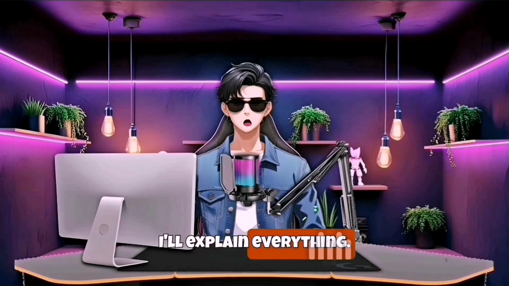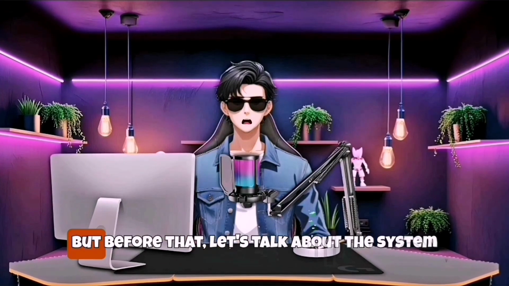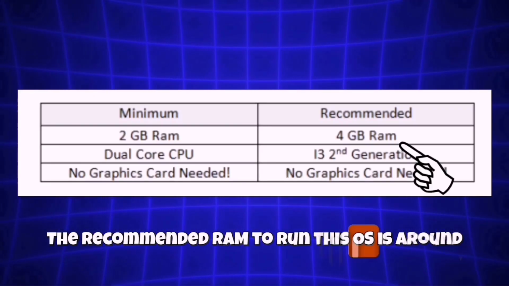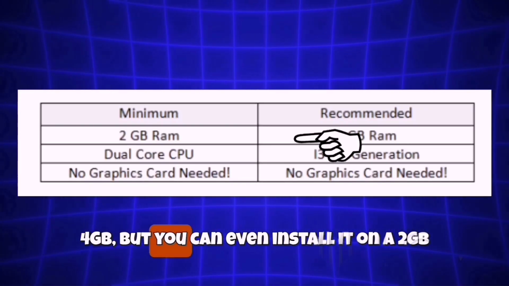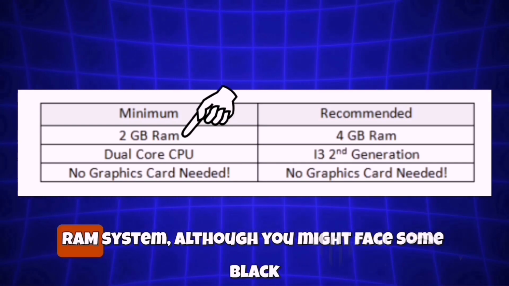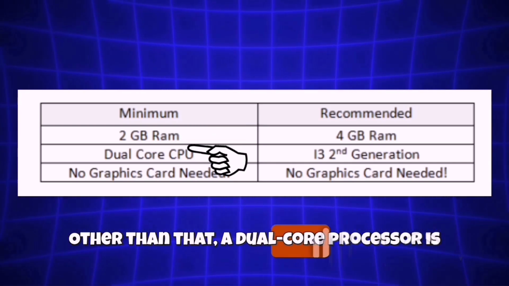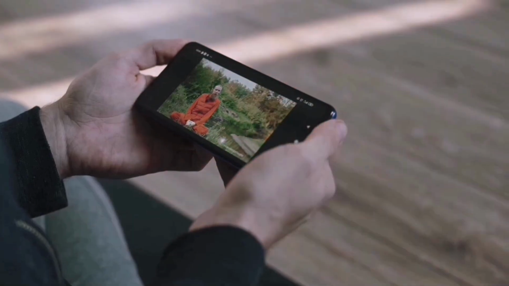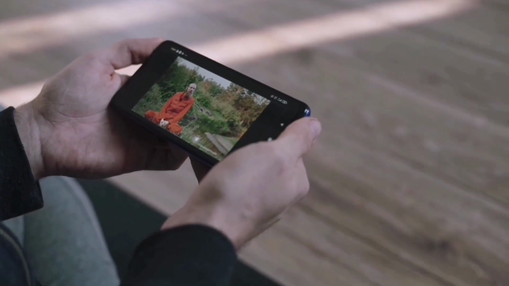I'll explain everything. But before that, let's talk about the system requirements of this operating system. The recommended RAM to run this OS is around 4 GB, but you can even install it on a 2 GB RAM system. Other than that, a dual-core processor is enough to run it, and you don't need any graphics card. So now, enough talking, let's start the video.